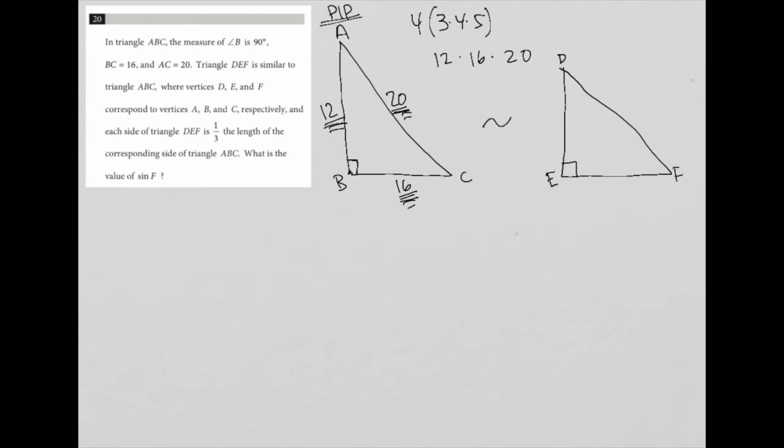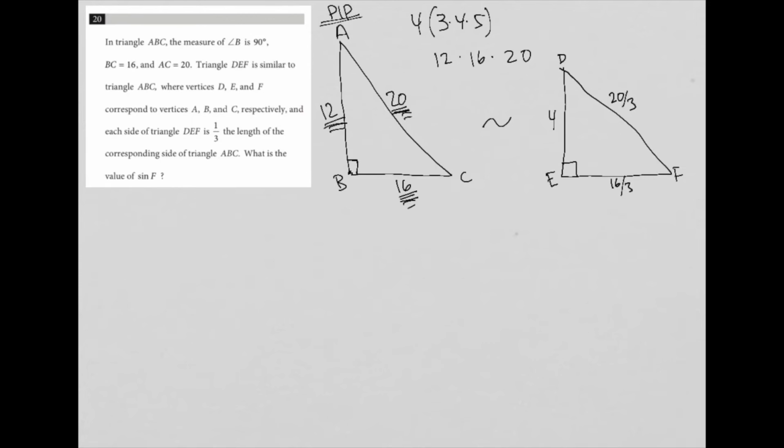And we're told that each side of triangle DEF is 1/3 the length of the corresponding side. So 1/3 of 12, well, that's 4. 1/3 of 20, well, that's 20 over 3. And 1/3 of 16, well, that's 16 over 3. Never feel pressured to find a decimal or some other simplified version when you're doing fractions, especially on the non-calculator section. Nothing wrong with calling this 20/3 and 16/3, okay? Nothing wrong with keeping it as an improper fraction.